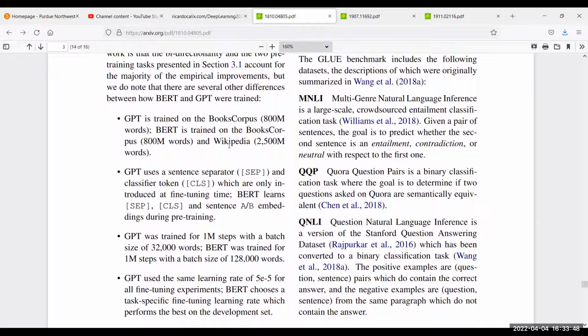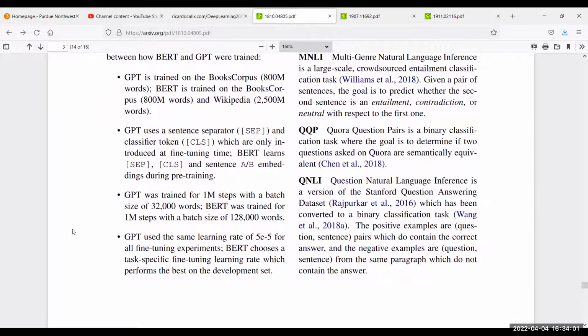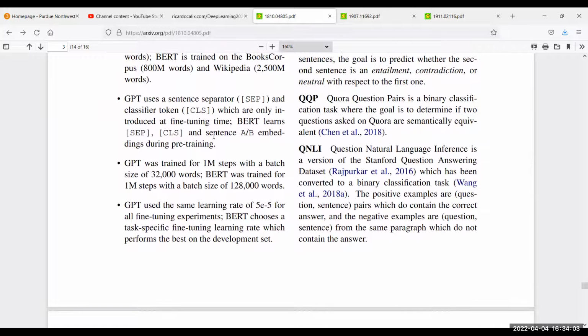Talks about GPT, how it was trained. So GPT trained on the book corpus, 800 million words, whereas BERT trained on the book corpus, 800 million words, and Wikipedia. Okay, a little bit about the encoding. GPT was trained on 1 million steps with a batch size of 32,000 words. BERT was trained on 1 million steps with a batch size of 128,000 words.